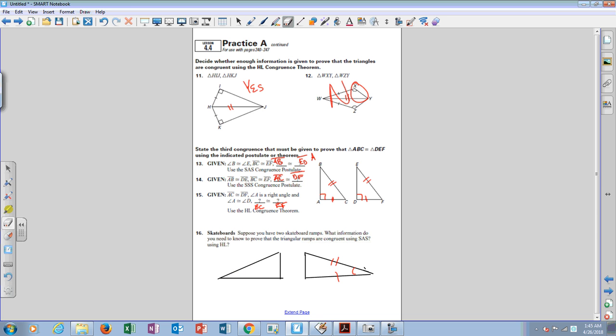Now for hypotenuse leg, you assume that the height of the ramp is going to be straight up and down. So you would need that being a 90. And then you would need to know this height and the hypotenuse is equal. Or, you still need hypotenuse, but you could also use this leg. Either one works.